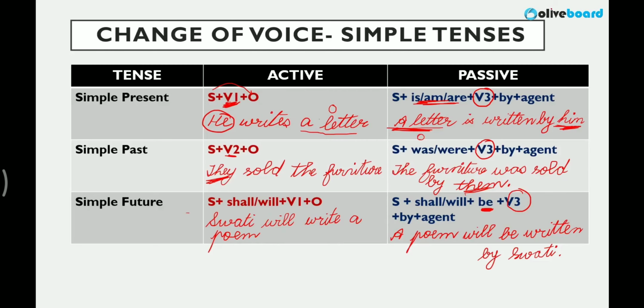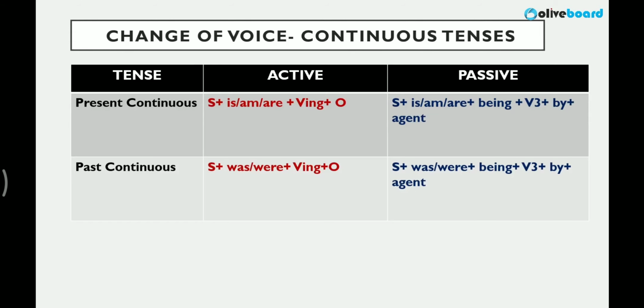Now you will be given examples, but still you should be very quick and accurate with this conversion. Let's check the next tense, which is continuous tense: present continuous and past continuous. Let's check with examples. You already know that when it is continuous tense, we use the ing form. In passive voice, for continuous tense particularly, we use being. In passive, we have used being, plus V3, which doesn't change.